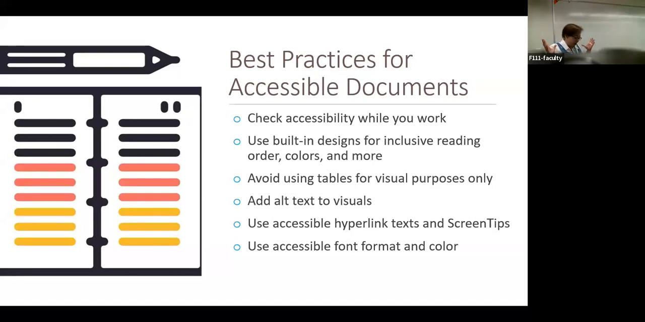So when you are making accessible documents, there are some important things that you really, really want to do. You want to check your accessibility while you work. I'm going to show you how to do that in both PowerPoint and Microsoft Word. Another thing is using built-in designs for inclusive reading order, color, and so on.